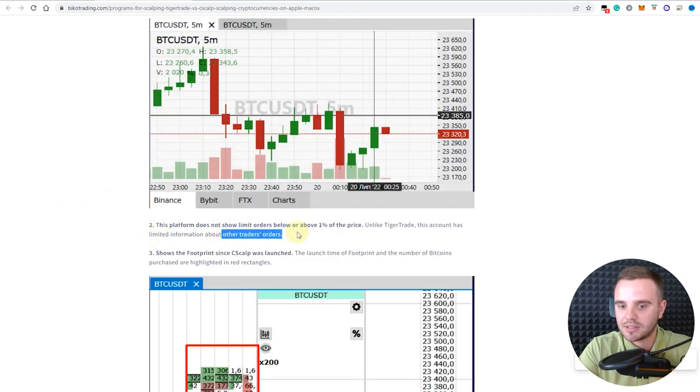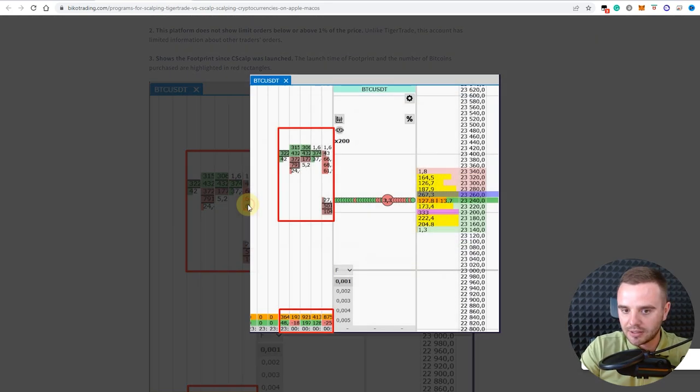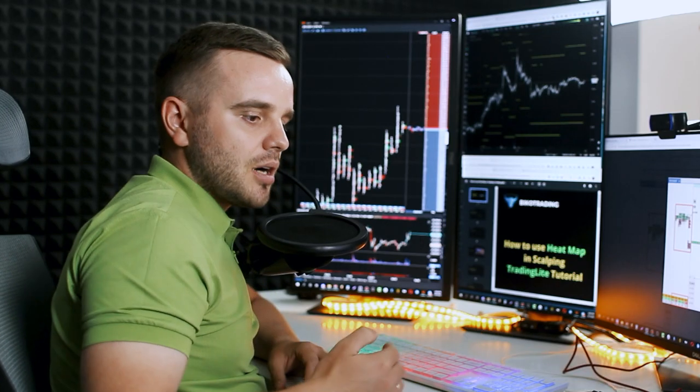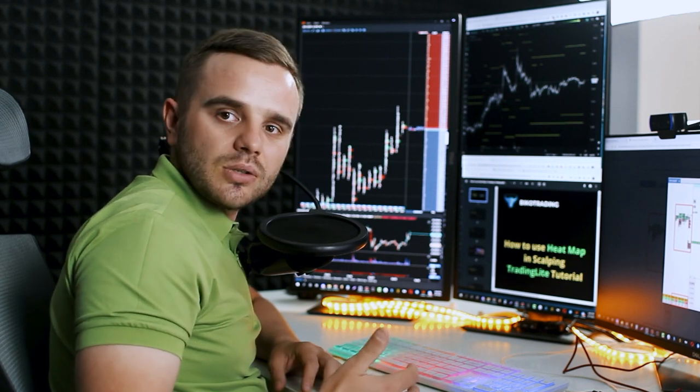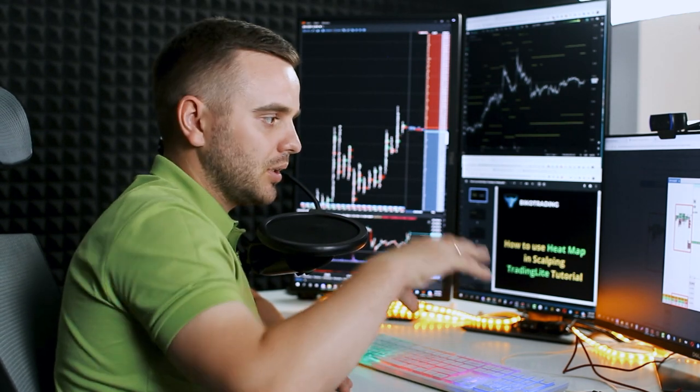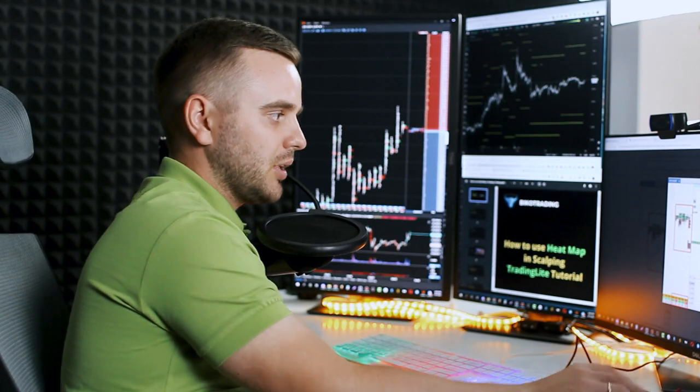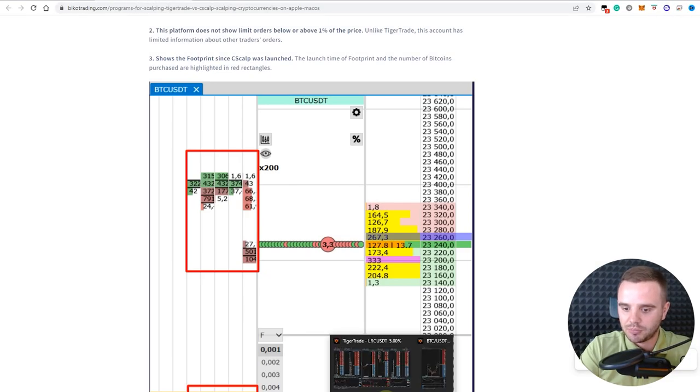What are the disadvantages compared? You have limits in the DOM. You don't see limit orders 1% above or below. About footprint data: in CScalp, it loads only when you open the platform. Only in case you open it, you see what happened in previous trades.